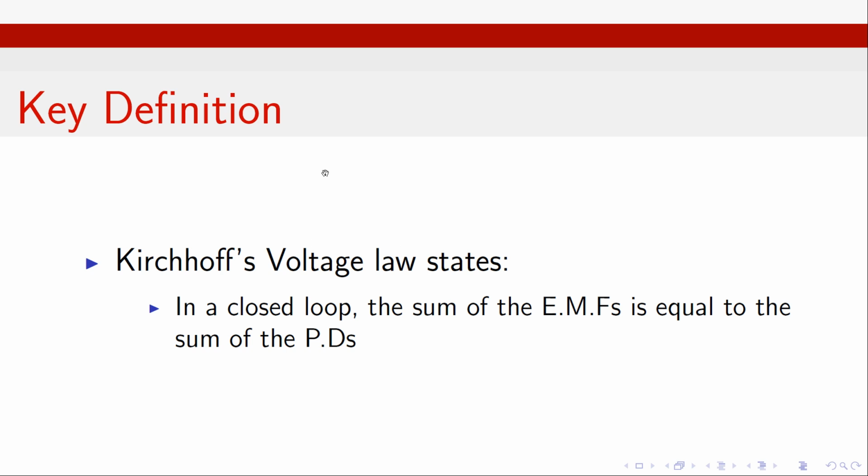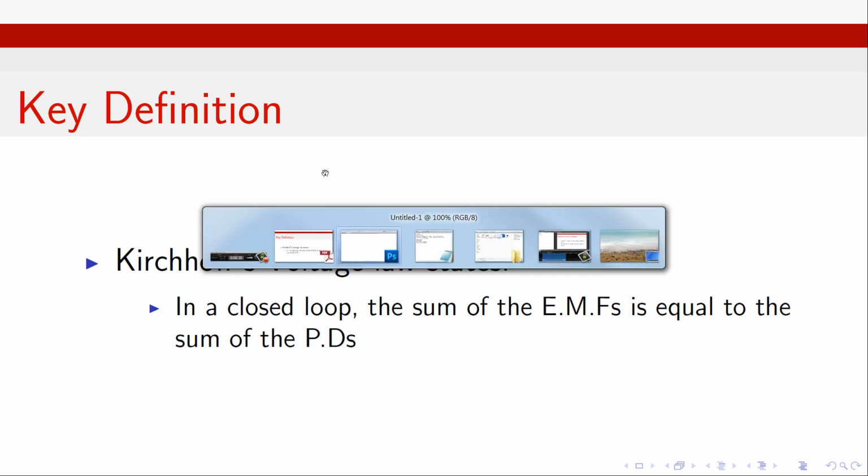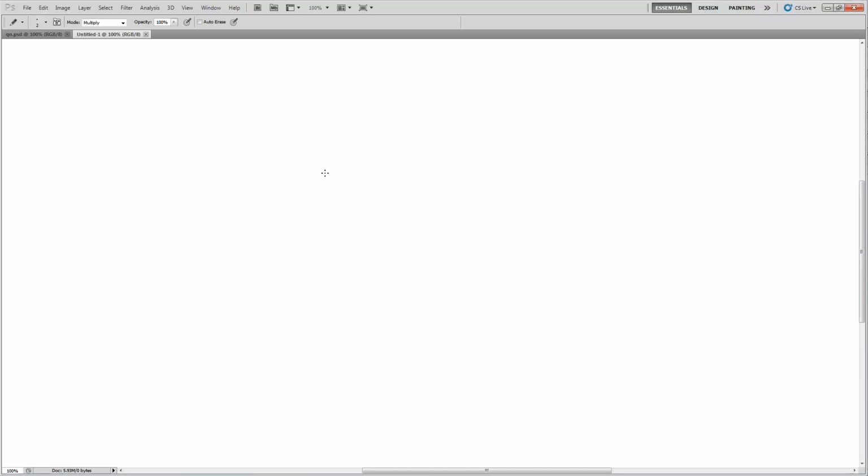So Kirchhoff's voltage law states that in a closed loop, the sum of the EMFs is equal to the sum of the PDs. So the total voltage we're putting into the circuit is the same as the total voltage we're taking out. And to illustrate this, I'm just going to use a small counter example to help me out. So let's say we've got a cell and it's connected up to a pair of resistors.